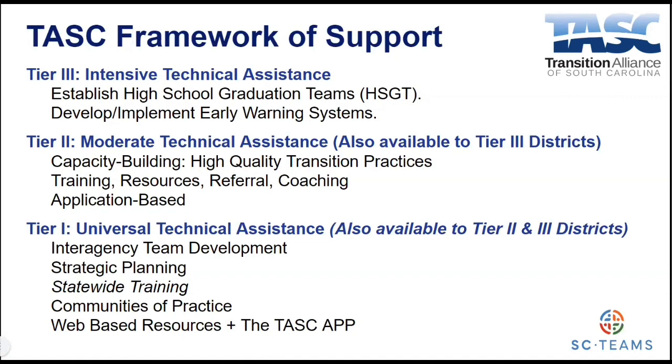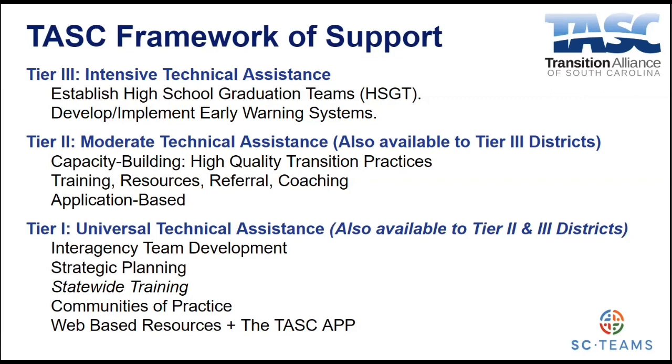Our framework of support is built to ensure that we can support districts across the state, whether or not districts have been identified as needing support by the South Carolina Department of Education. We do work more intensively with districts that have been identified by the Office of Special Education Services to receive support in the area of graduation and dropout prevention, those indicators 1 and 2. However, there is a lot of support available for all districts that are invested in partnering on this work. But with those Tier 3 districts, we provide support in establishing those graduation teams and developing and implementing those early warning systems.